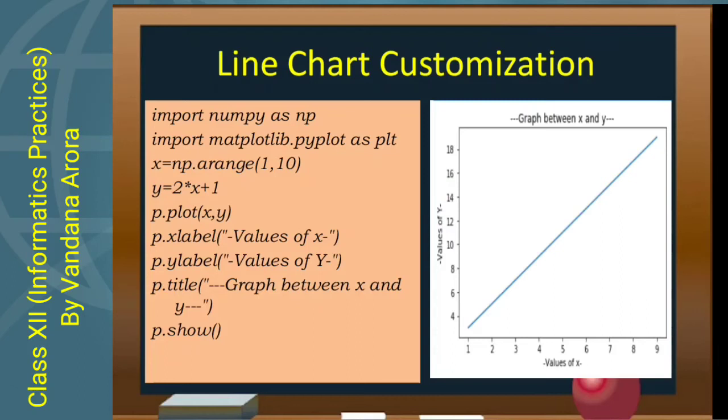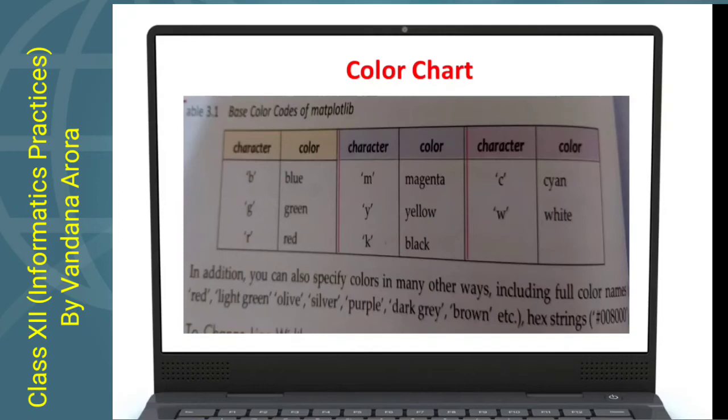What other functions have I used here? You can see p dot x label, with the value of x. This is used for labeling the x-axis. P dot y label is for labeling the y-axis, and the p dot title function is used for the title of the graph. The rest of the lines are the same as in the previous slide. Three more lines I have added so that my chart becomes a little bit interactive.